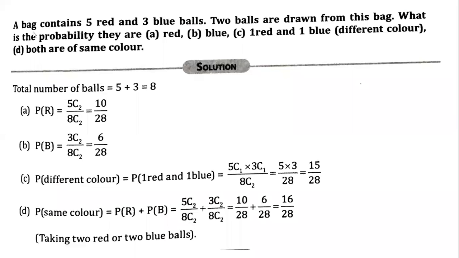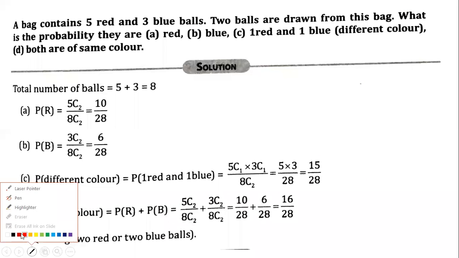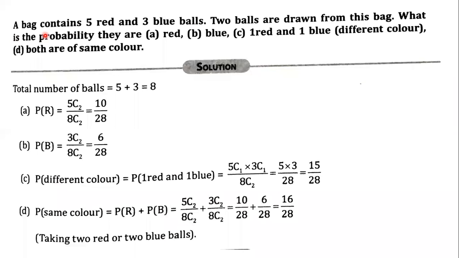Now, the next problem: a bag contains 5 red and 3 blue balls. Again, when it comes to a combination of two or more colors, we will be using combinations here to solve the problem. So, a bag contains 5 red and 3 blue balls. Two balls are drawn from this bag.